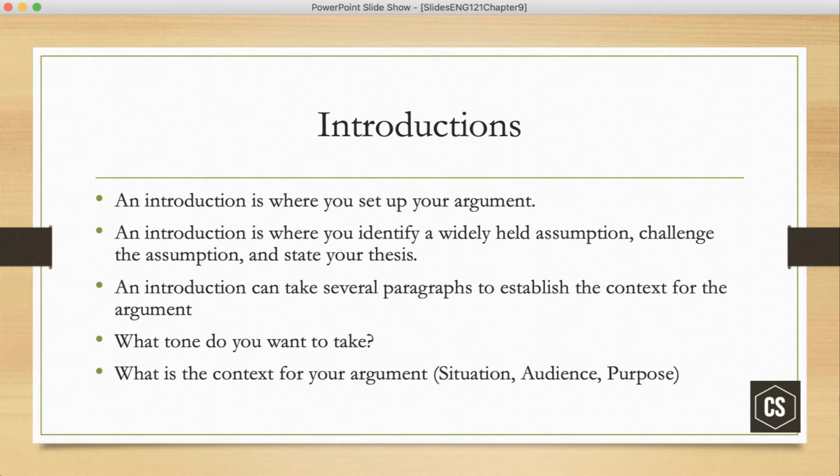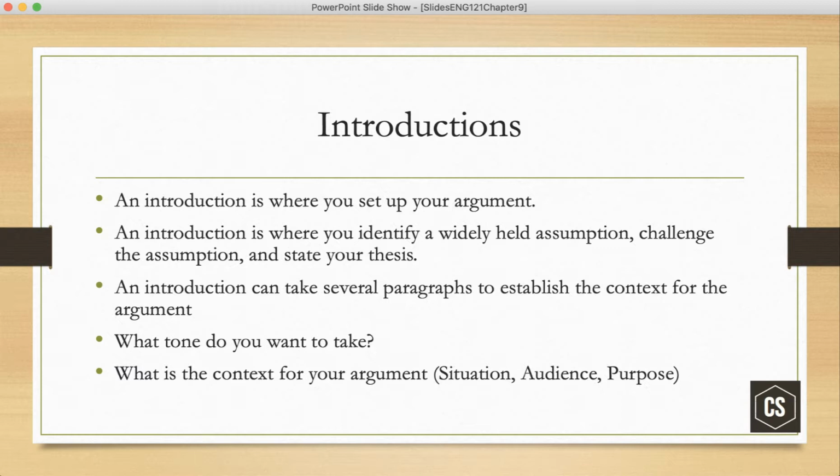An introduction is where you set up your argument. It's where you identify perhaps a widely held assumption, challenge the assumption, and state your thesis. That's one way. An introduction can take several paragraphs to establish the context for an argument. A couple of you actually did this and did it very well. In Comp 2, you'll have more complex introductions, and you might want to do this.